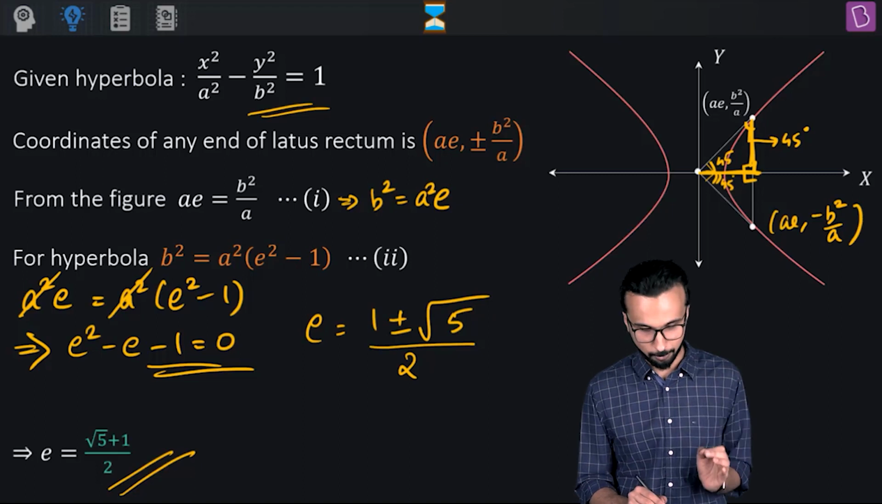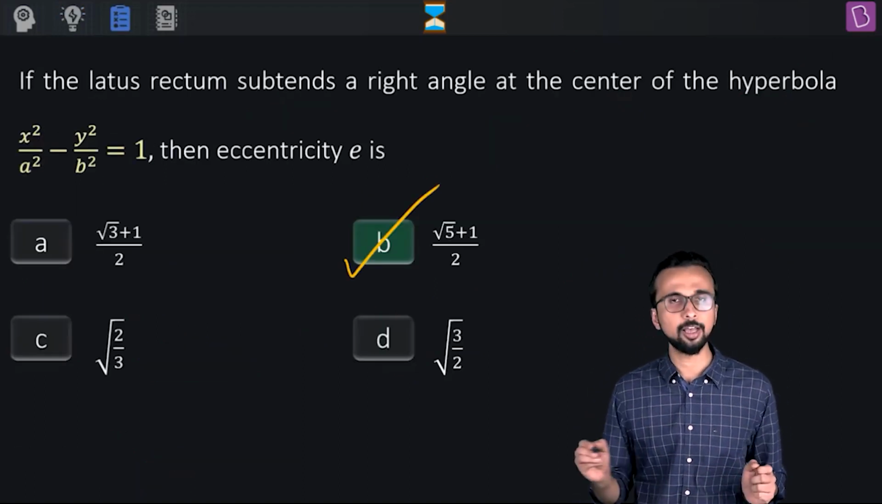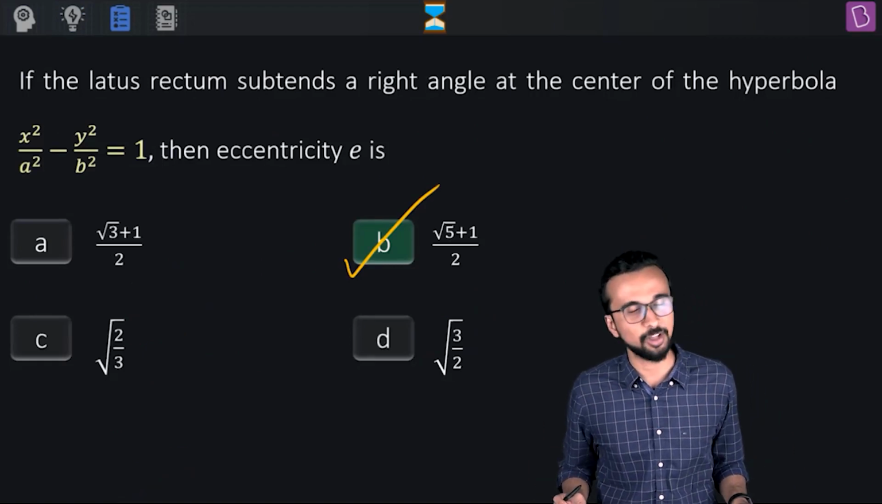Got that? So now let's look at our options. So clearly, we are looking at option B, root 5 plus 1 by 2, and hence this will be a correct answer. Got that?